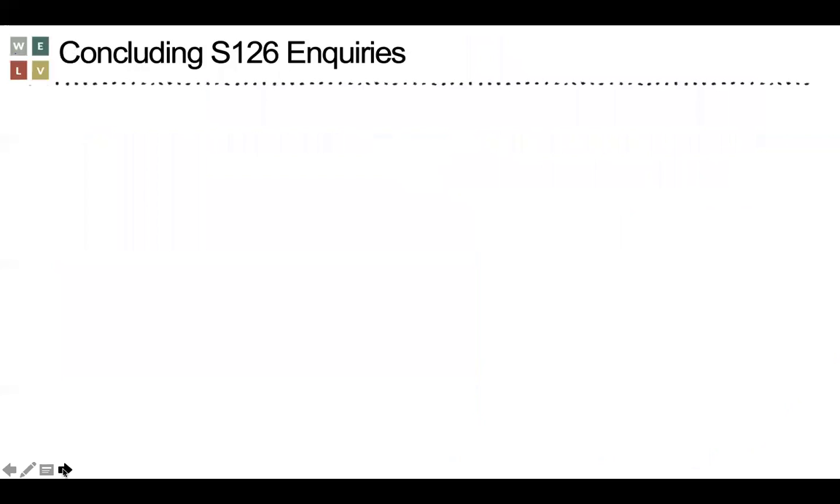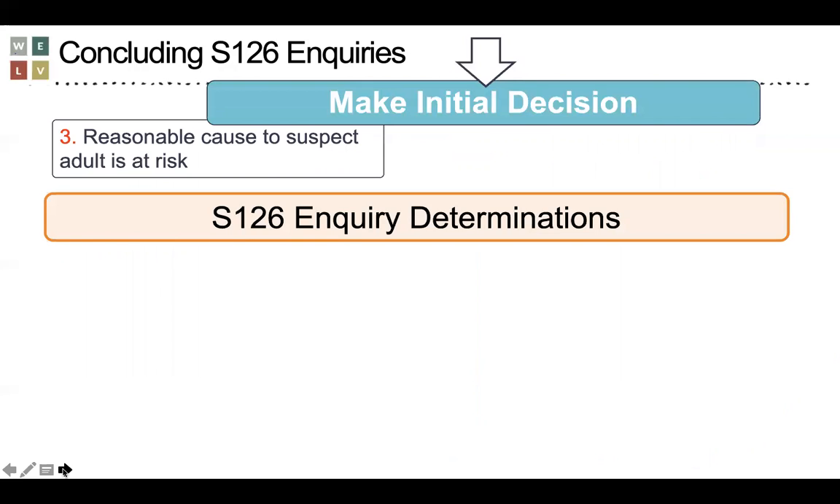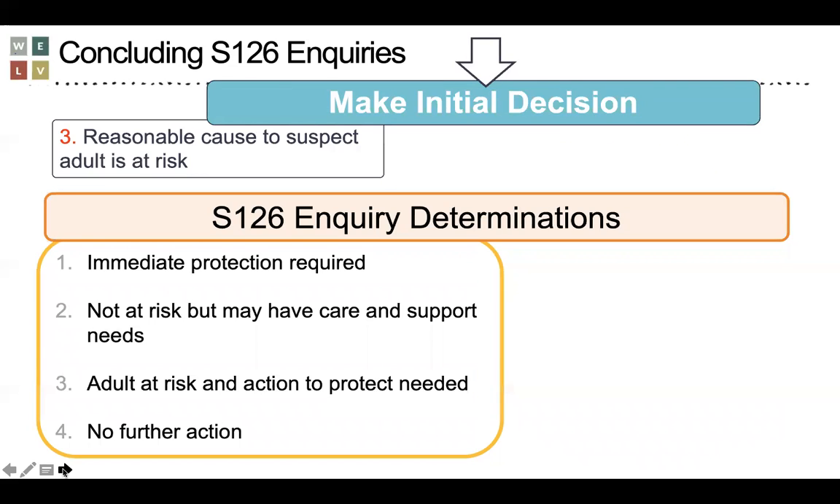Once those inquiries have been undertaken within the 7 working days, social services as the lead is required to reach another decision. It's referred to in the procedures as an inquiry determination. So on conclusion of the inquiries, social services will determine whether one of the following 4 options have been met. Is there a need for immediate protection of the individual?